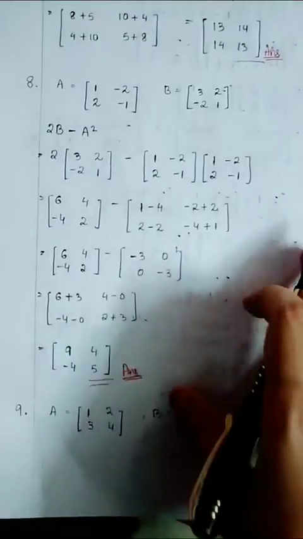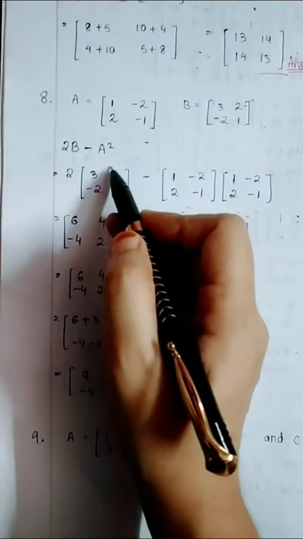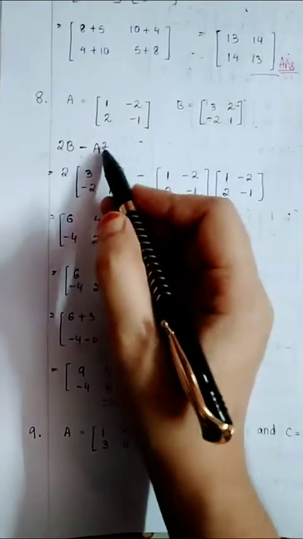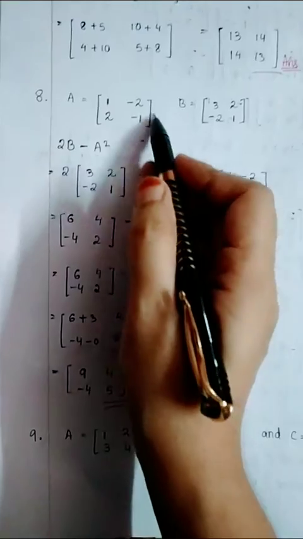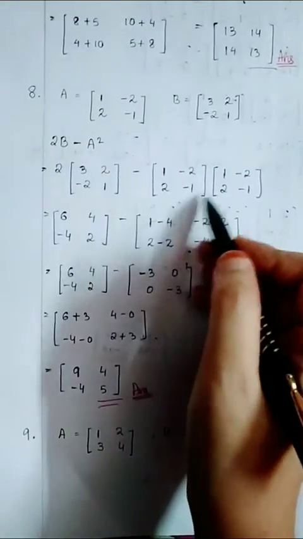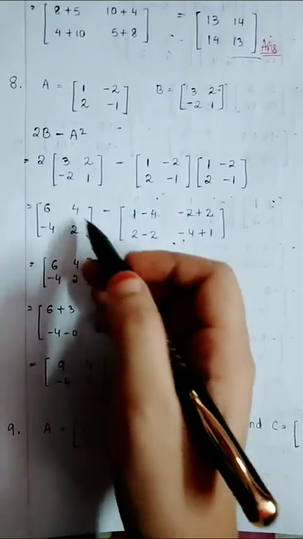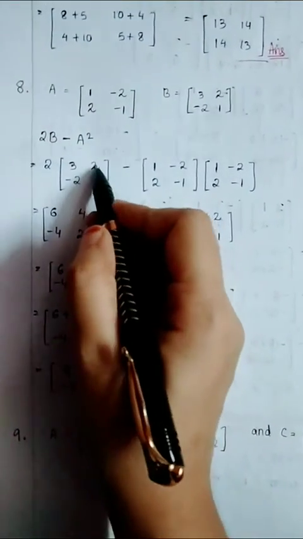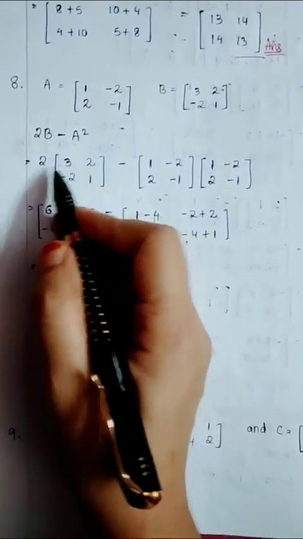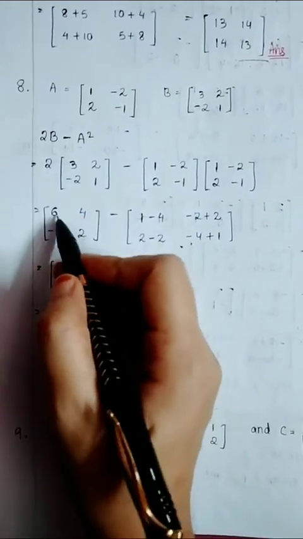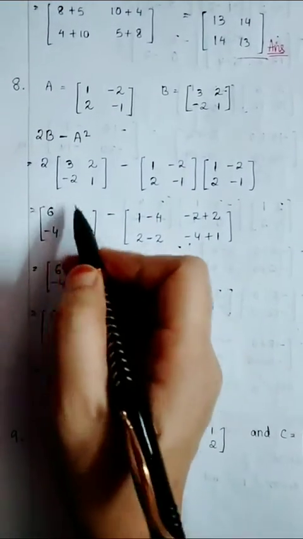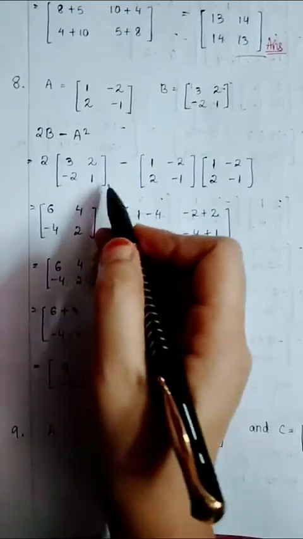Question number 8, we have to find out the value of 2B minus A square when A and B are given. So whenever A square is given, it means you have to multiply A twice. So you have to write A twice and multiply. And 2B, so you know how to find it out, I have already done it with you. You multiply 2 with all the elements of B. That will be 2 3s are 6, 2 2s are 4, 2 times minus 2 will be minus 4 and 2 1s are 2.